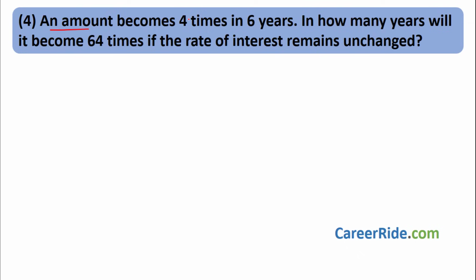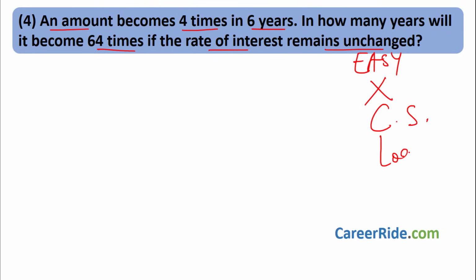An amount becomes 4 times in 6 years. In how many years will it become 64 times if the rate of interest remains unchanged? Extremely easy sum, no formula is needed, okay, just common sense and logic is needed. Let's see how. First, let the sum be A rupees.